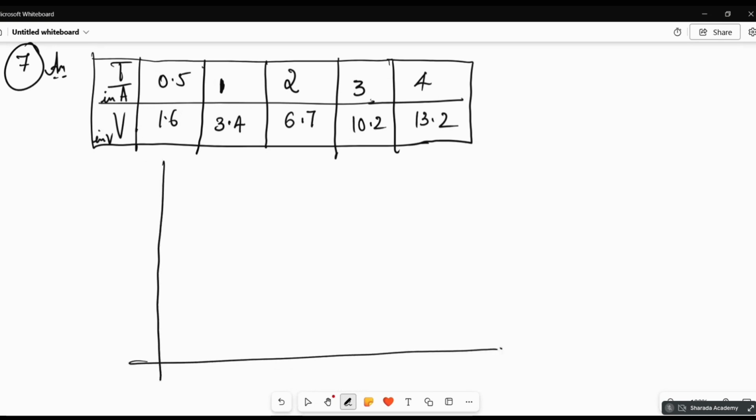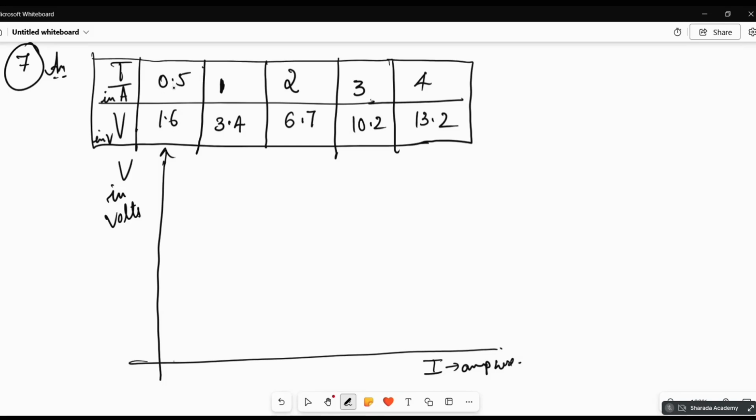So always take the current here. Take current in the x-axis, I in ampere, and voltage, V in volts. Now plot the graph, current versus voltage. Now you do it every time; to find resistance, it will be easier for us. Okay. Do it.